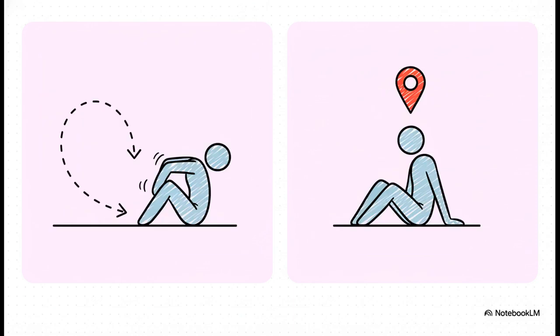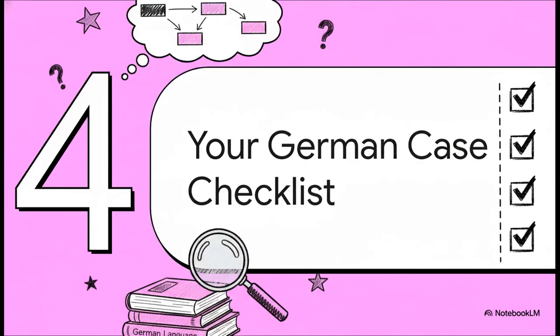Let's do one more just to lock it in. Ich setze mich auf den Boden. I am moving from a standing position onto the floor. That's direction, so it's accusative. But once I'm there, ich sitze auf dem Boden. Now I'm just in a static location, no more movement. So it's dative. Direction is accusative, location is dative. Simple as that.